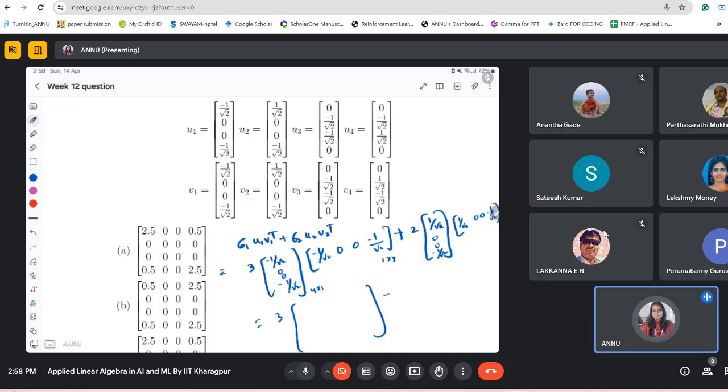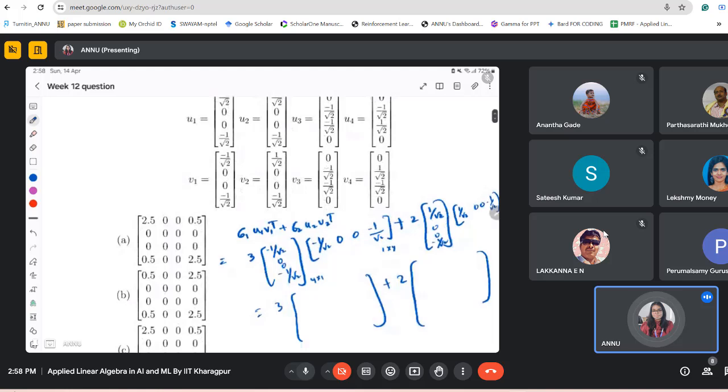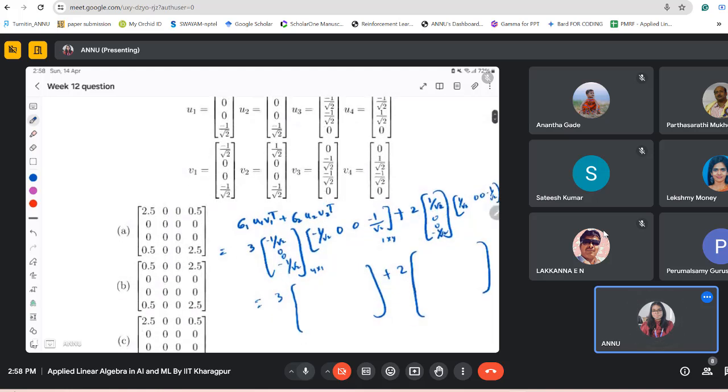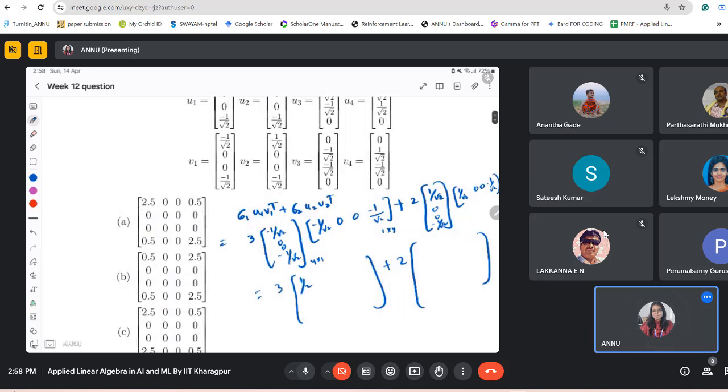Now the second term entries will all be 1 or minus 1. So let us add: 1.5 plus 1 is 2.5, then 0, 0, then 1.5 and 0.5 for the others, and the remaining entries are all 0.